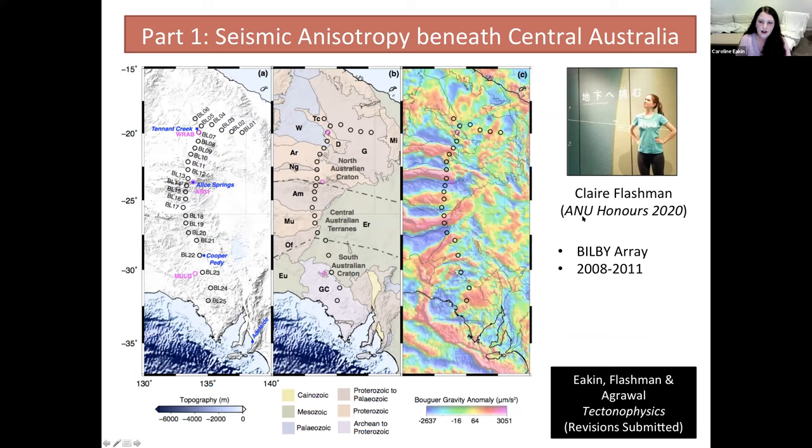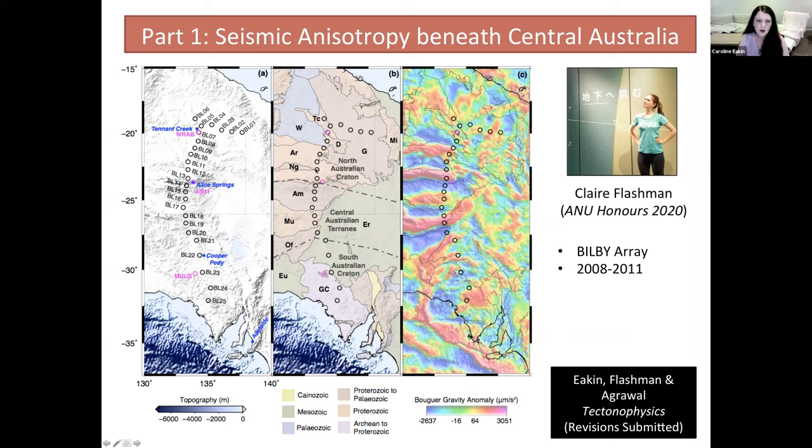So this BILBY array was out in the field from 2008 to 2011. It was an array of 25 seismic stations in a linear transect about 1,000 kilometers long from north to south across the Australian continent. And it coincides in a few locations with some permanent stations as well, which turned out to be quite useful.